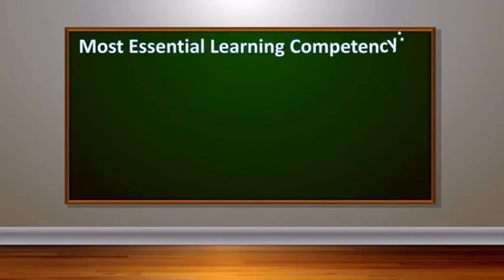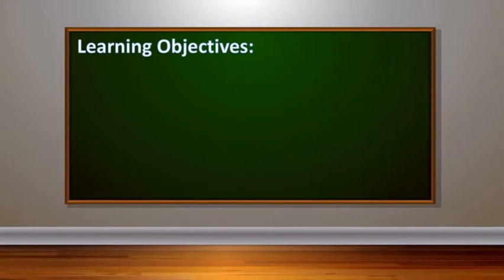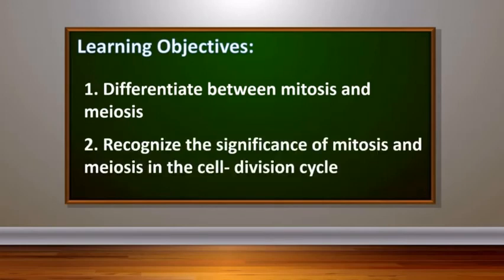Our most essential learning competency is to compare mitosis and meiosis and their role in the cell division cycle. Here are our learning objectives. First, differentiate between mitosis and meiosis. Second, recognize the significance of mitosis and meiosis in the cell division cycle.